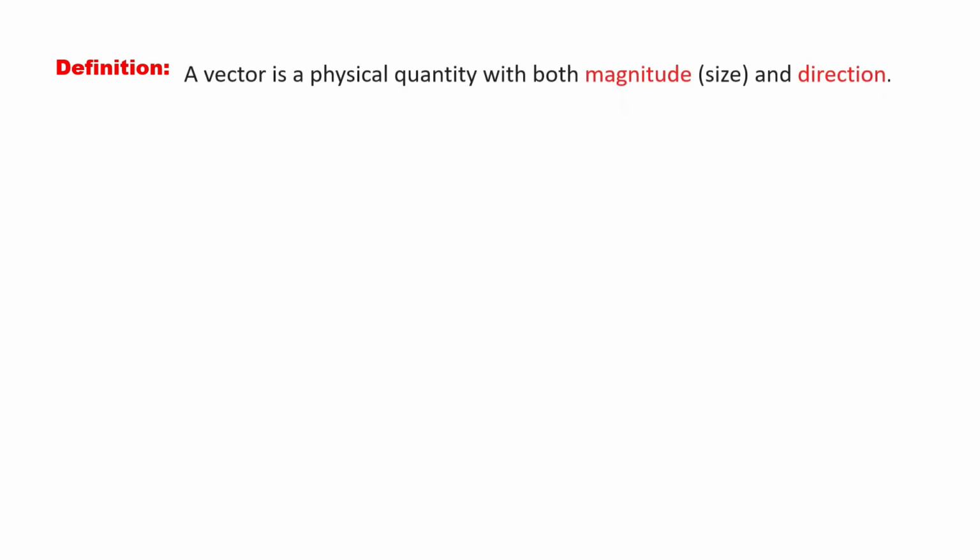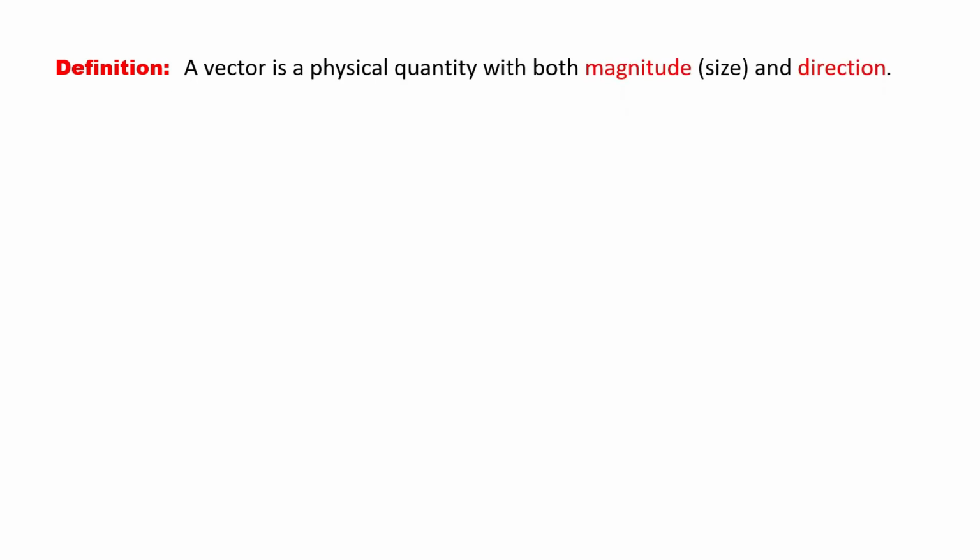Let us start with the definition. A vector is a physical quantity with both magnitude, which is the size, and direction. Examples can be displacement, velocity, force, etc. Mainly we focus on these examples in physics class, but since we are doing mathematics, we will focus on the calculations. Before we dive deep into vectors, let us start with the vector notation.